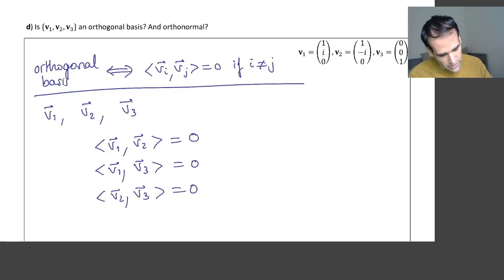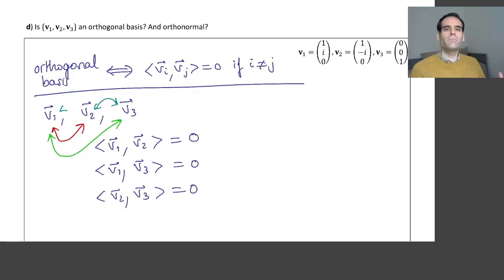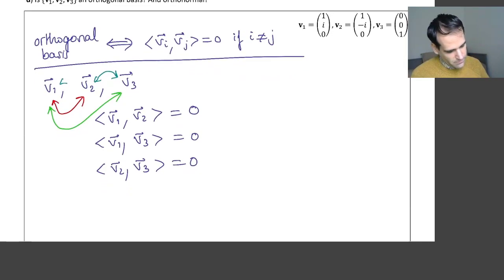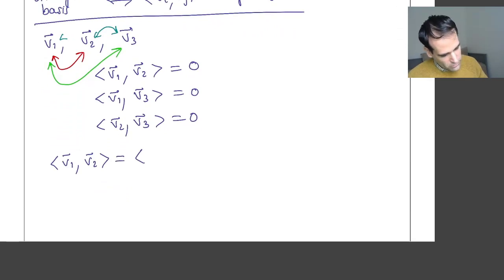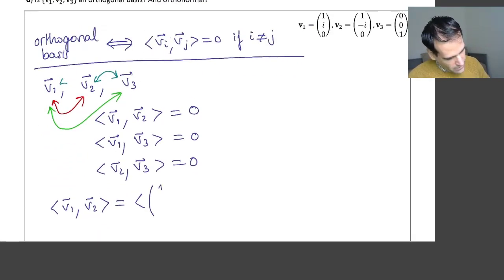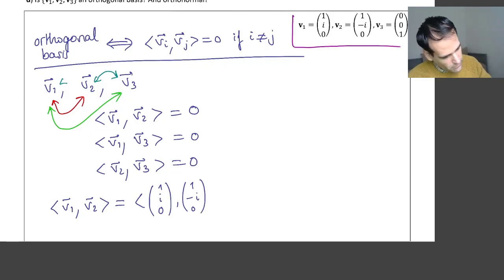Why those three? Those are all possible pairs that we can find. So we can do this one with this one, or we can do this one with that one. Those are the three possible pairs. Yeah. So that's what we need to check. We need to check if those three inner products are 0. So let's do that. So v1 times v2, that's the inner product of 1, i, 0 times 1, minus i, 0. I'm just copying those from the question.